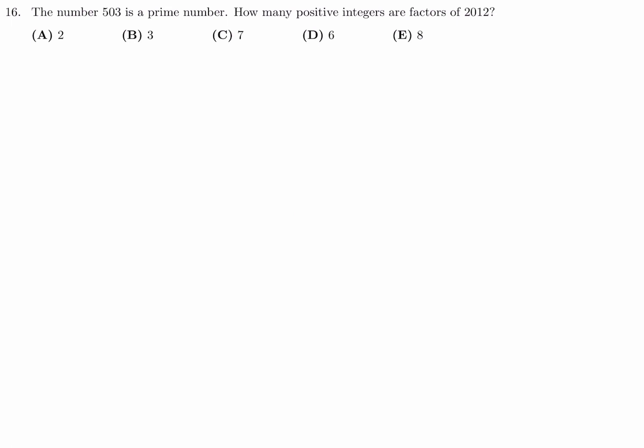The number 503 is a prime number. How many positive integer factors of 2012 are there? Well, 2012 is equal to 4 times 503. So it's nice that they told you that's a prime number. Well, this is really just 2 times 2 times 503. And you can also write that as 2 to the power of 2 times 503 to the power of 1.